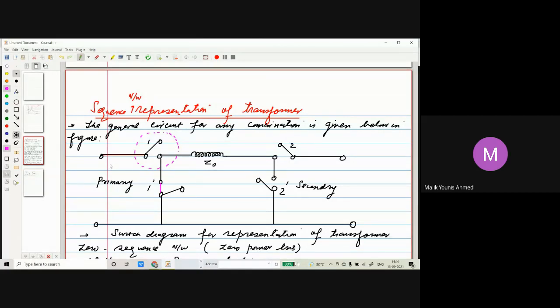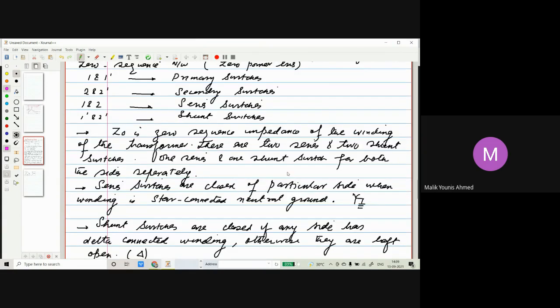Now on the secondary side, what we have? On the secondary side, we have only star connected. There is no ground. Star connected. So both the switches will be left open. So what will be the winding? This will go. This will remain. This will remain. That's all. So I will draw this here.